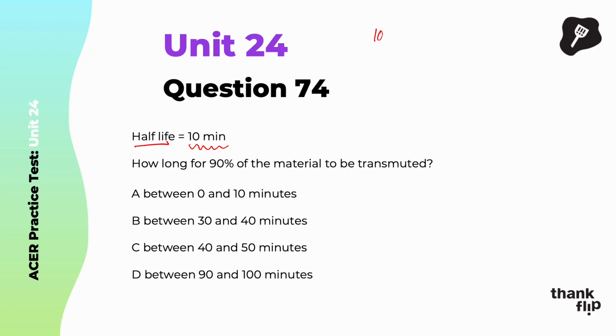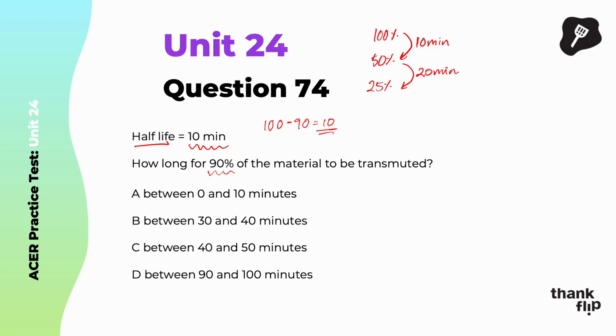So we start off with 100%, right? Over 10 minutes, we have our first half-life. Half-life number 1. So this is 10 minutes. Then another 10 minutes is our second half-life. So this is over 20 minutes. And we want to get to less than 10 because 100 minus 90 is equal to 10. So we want to get to around 10% left.